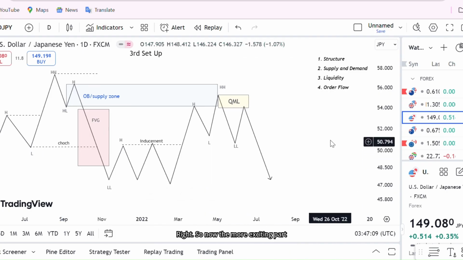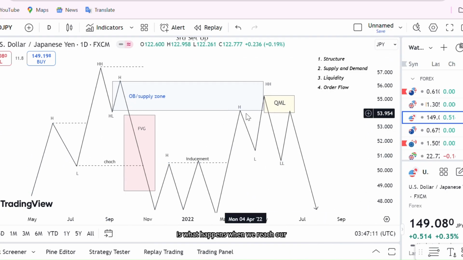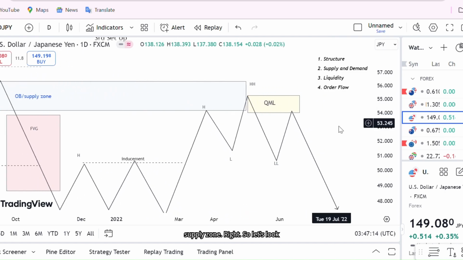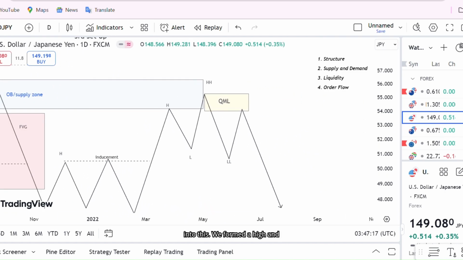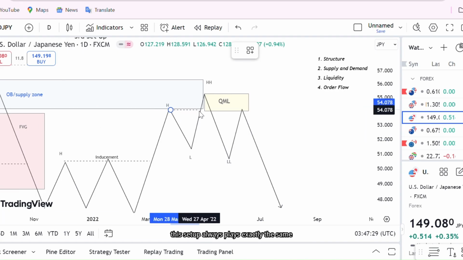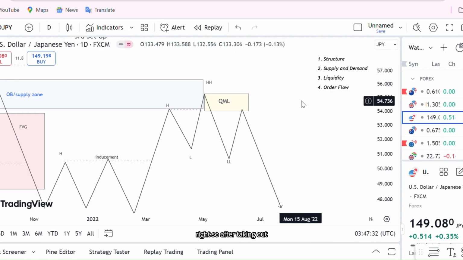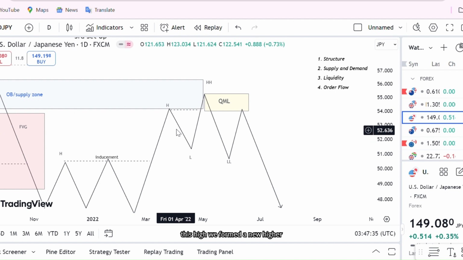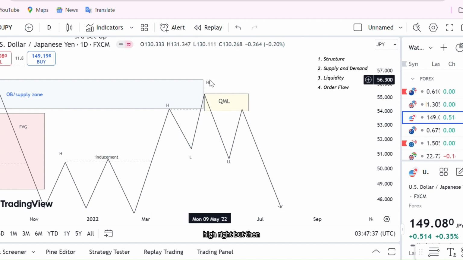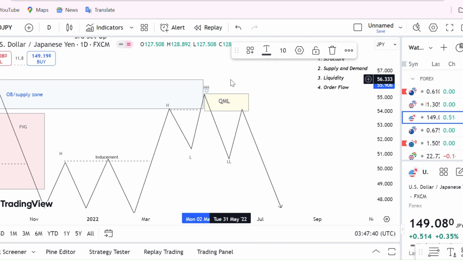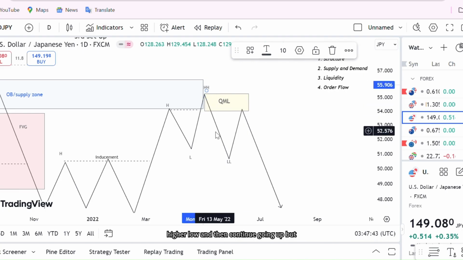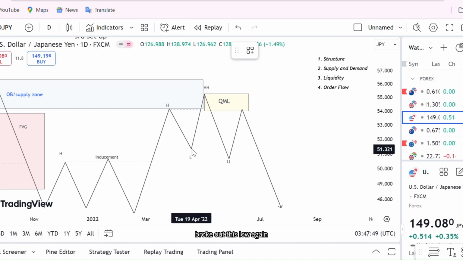Right, so now the more exciting part is what happens when we reach our supply zone, right? So let's look into this. We formed a high and then we formed a low, and then we took out that high, right? This is more exciting, and this setup always plays exactly the same, right? So after taking out this high, we formed a new higher high, right? But then look what happens: we don't form a higher low and then continue going up, but after forming this higher high we broke out this low again.